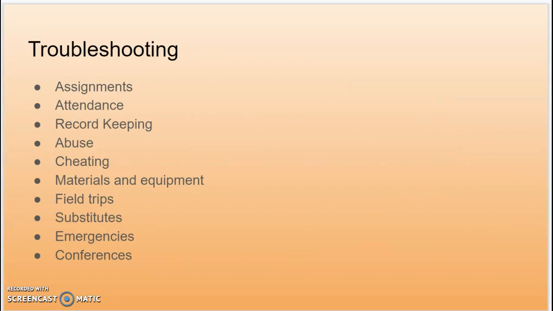The last section of the book talks about troubleshooting and some other issues that may come up throughout the year in your classroom. The first troubleshooting issue is assignments, and some problems to watch out for are students who may not be doing all the assigned work, or turning things in incomplete, or submitting work of poor quality, or just not turning their work in.